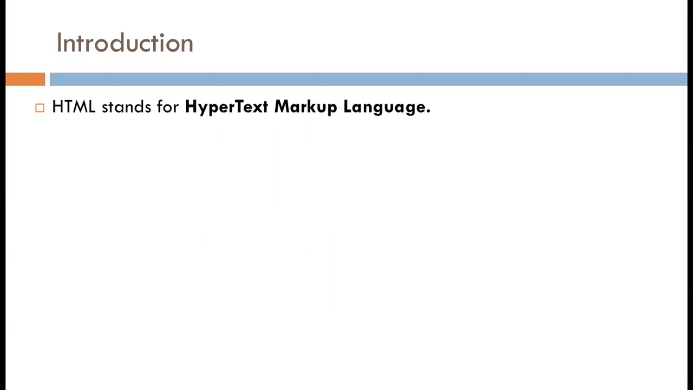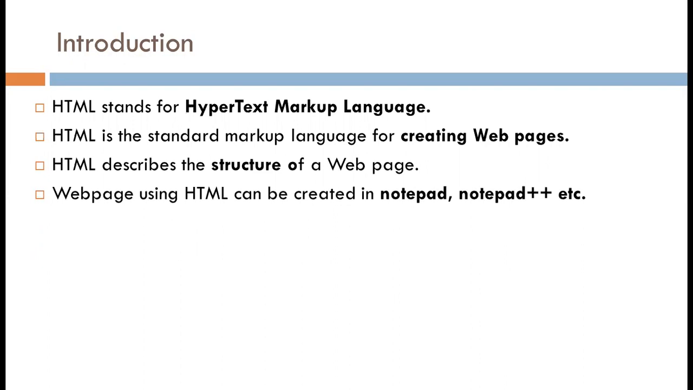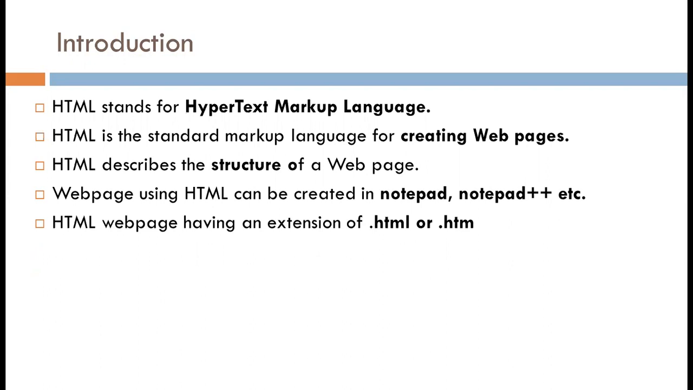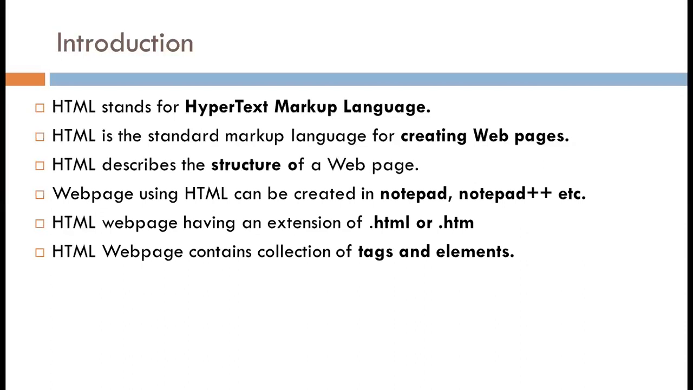HTML stands for Hypertext Markup Language and it is used for creating static web pages. It describes the structure of a web page. The coding of HTML is written in Notepad, Notepad++, etc. And the extension of an HTML file is .html or .htm. An HTML web page contains various tags and elements.